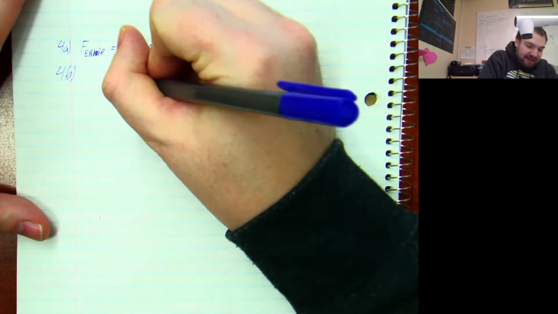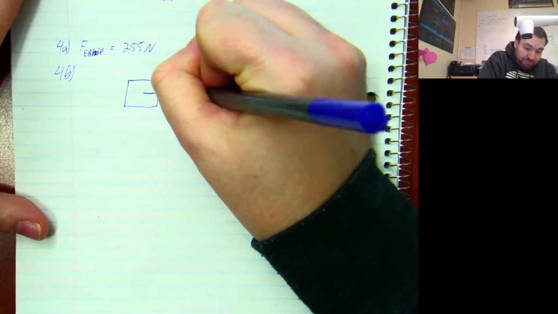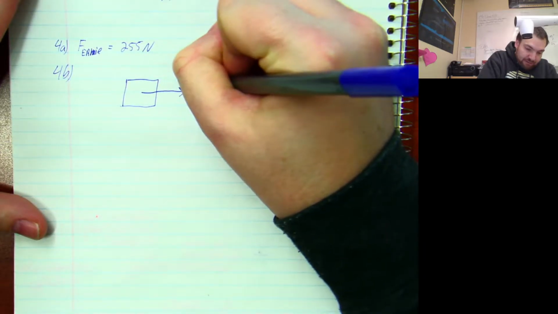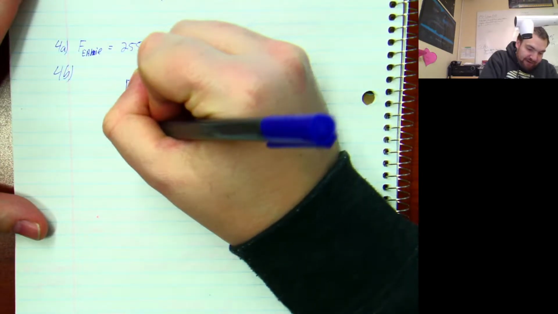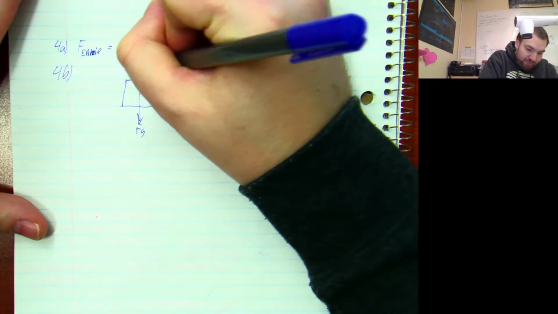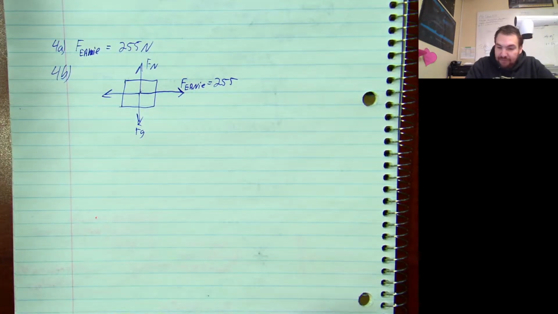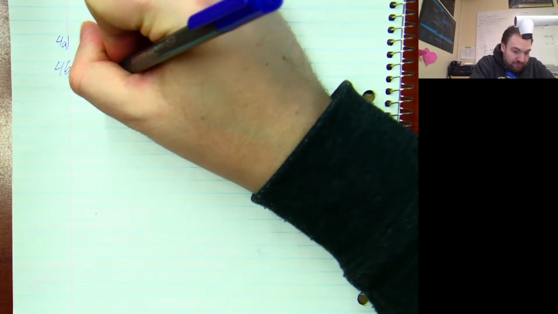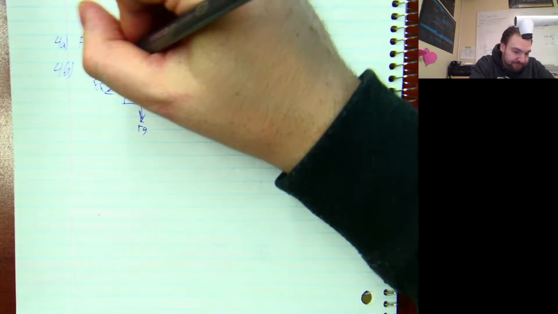So now, instead of just Ernie's forward applied force, F Ernie of 255, we've got gravity and a normal force. We're now going to add to it a force of friction backwards of 180 newtons.